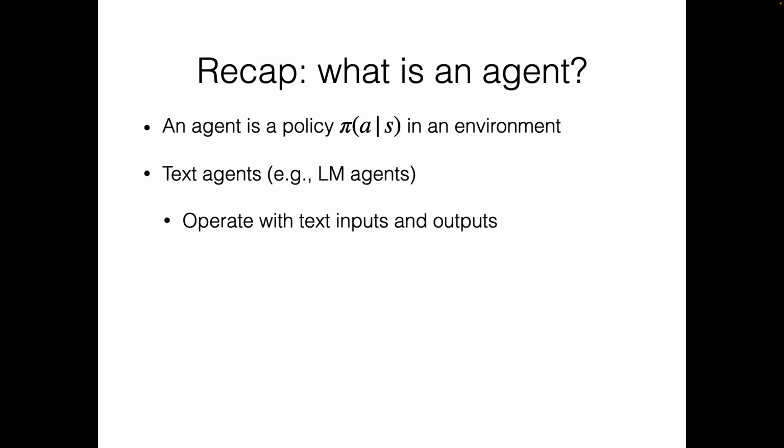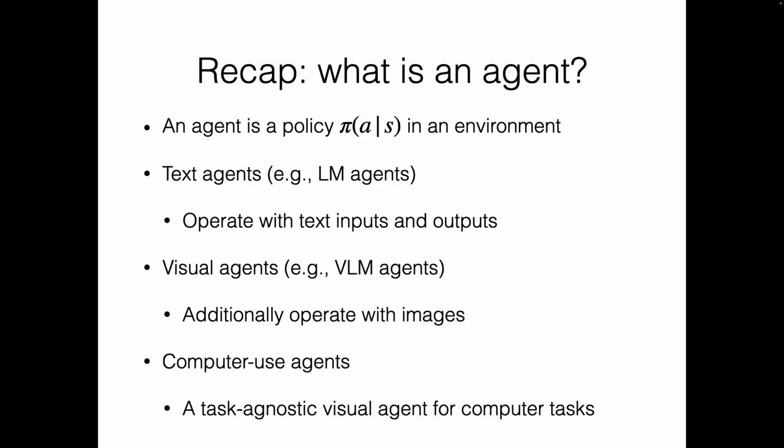And so to recap, we saw these three kinds of agents. Language model agents, assuming the language model doesn't take in vision, are a type of text agent. Then visual agents, and then computer use agents, which could be text agents or visual. Typically, they're visual because they might take in the screenshot of the computer.